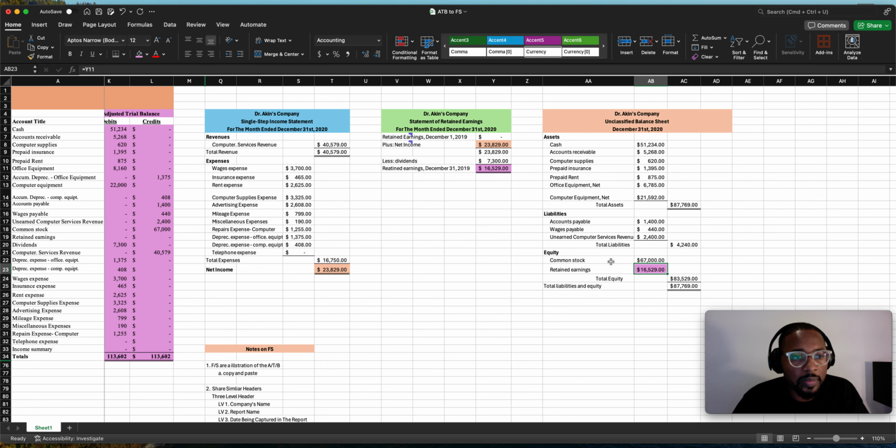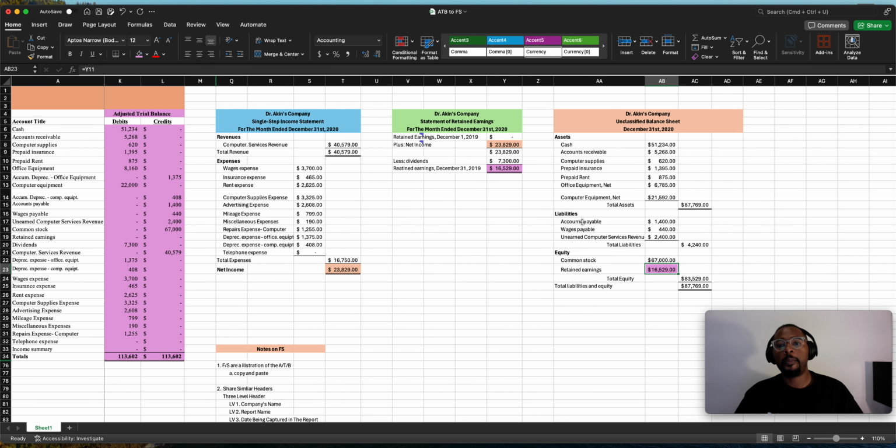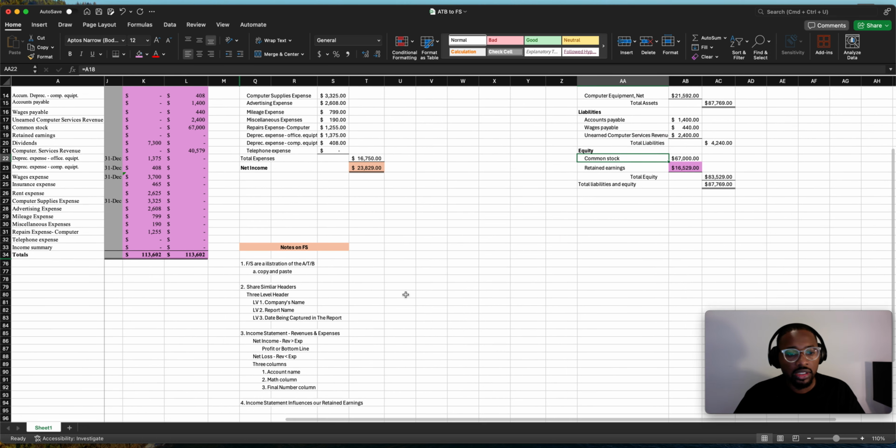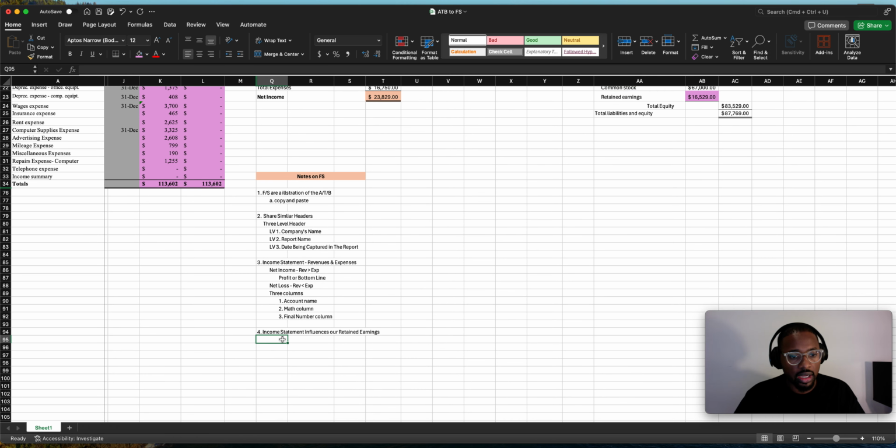So let's talk about the balance sheet for a little bit. The balance sheet is comprised of assets, liabilities, and equity. So you want to write it down, okay? So let's come here. Retained earnings influences the balance sheet. Okay, balance sheet. And then let's back that out.